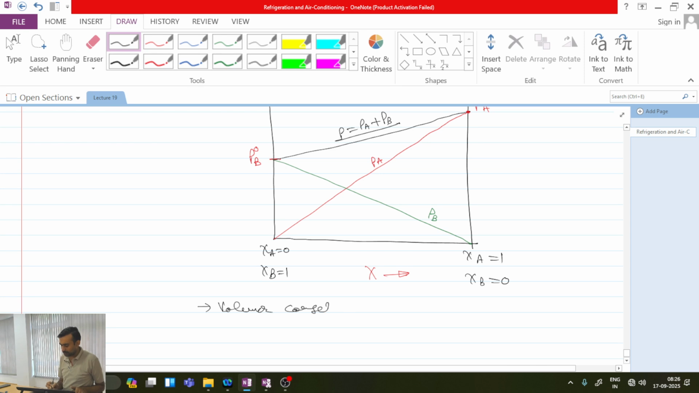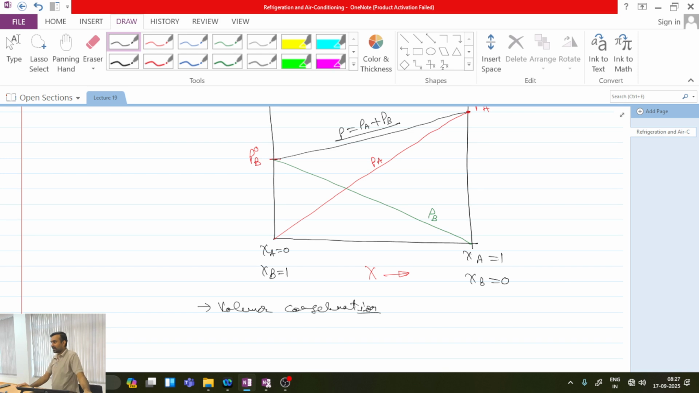What do you mean by volume conservation? It means the volume of the mixture will be nothing but the volume of substance A plus the volume of substance B. So in such mixtures, there will not be any expansion or contraction of the mixture. Why? Because the molecular interactions between all combinations, AA, BB and AB, are actually of the same nature.